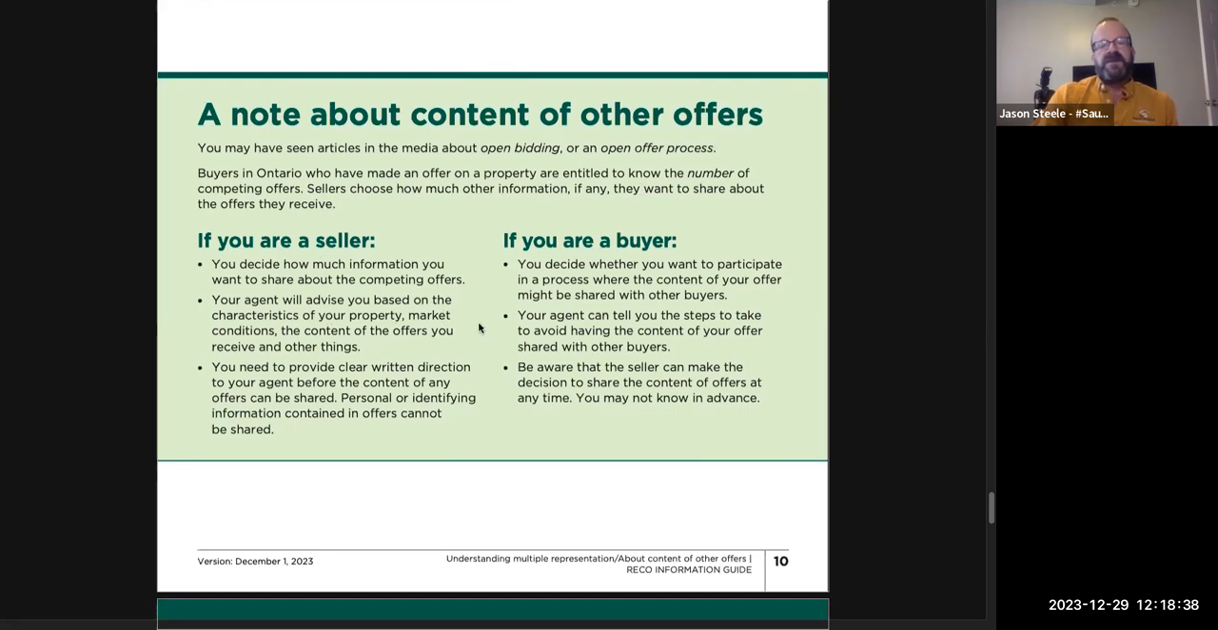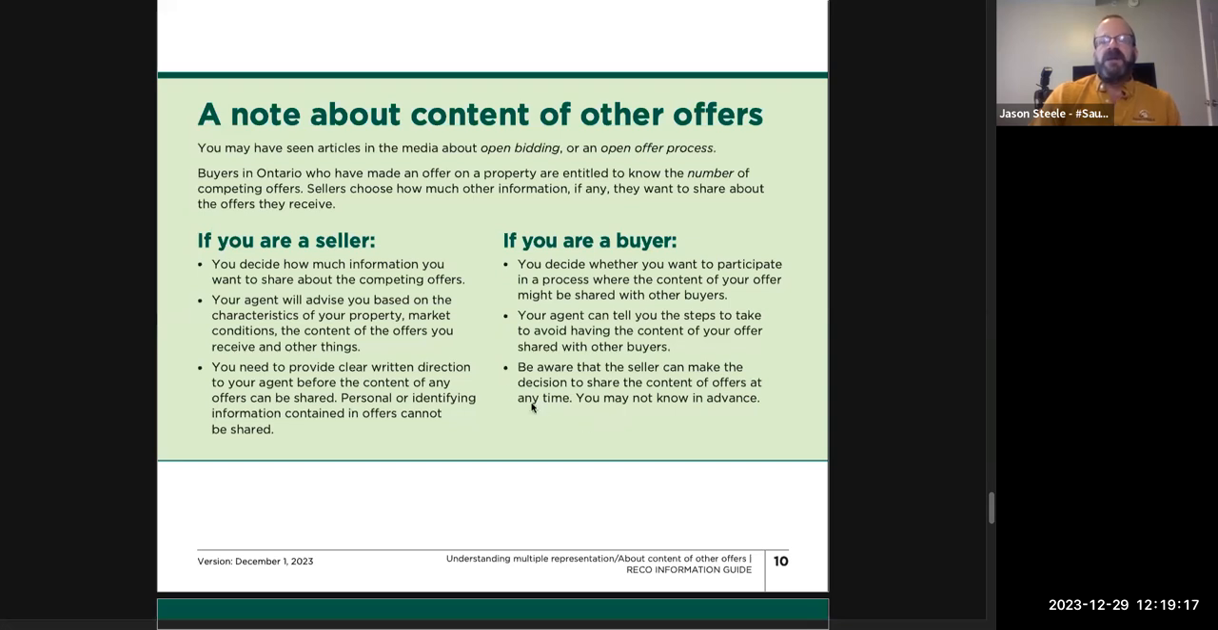Your agent will advise you based on the characteristics of your property, market conditions, the content of offers you receive, and other things. You need to provide a clear written direction to your agent before the content of any offers can be shared. Personal or identifying information in offers cannot be shared. If you are a buyer, you decide whether you want to participate in a process where the content of your offer might be shared. Your agent can tell you the steps to take to avoid having the content of your offer shared. Be aware that the seller can make the decision to share content at any time, and you may not know in advance.